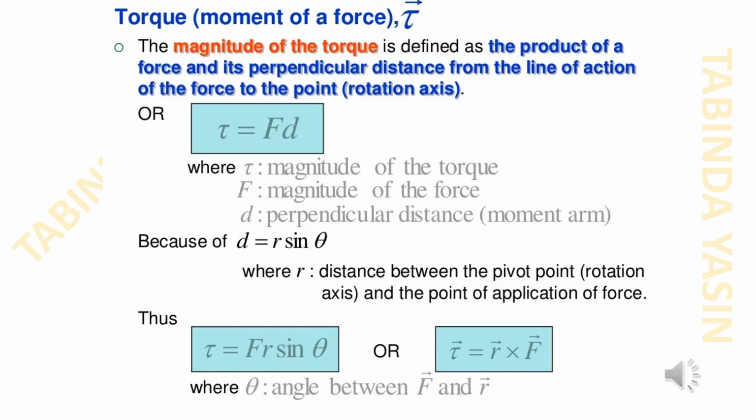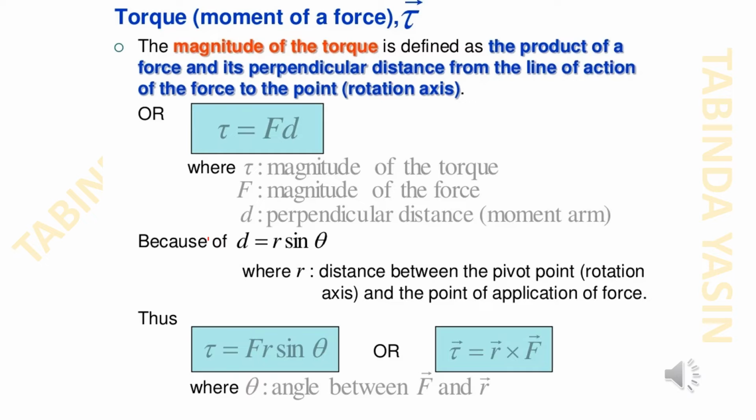To find out the torque or the moment of force tau, the magnitude of torque is defined as the product of force and its perpendicular distance from the line of action of force to the point of rotation axis. Tau is equal to Fd, where tau is the magnitude of torque, F is the magnitude of force, d is the perpendicular distance. Because d is equal to r sine theta, where r is the distance between the pivot point or the rotational axis and the point of application of force, we can write tau is equal to rF sine theta, or tau is equal to r cross F.